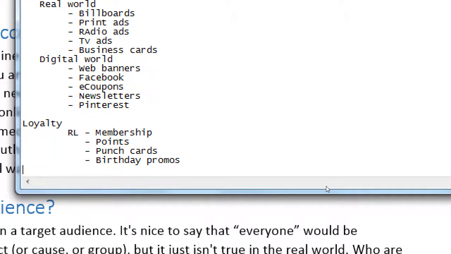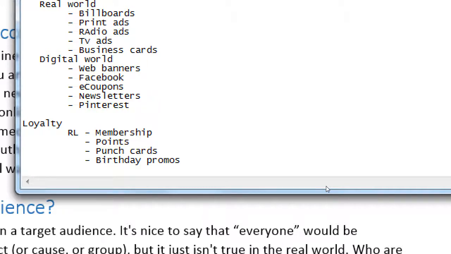So, real life loyalty programs. Well, again, if I didn't note that as real life, that's exactly digital. There's versions of digital for that as well.